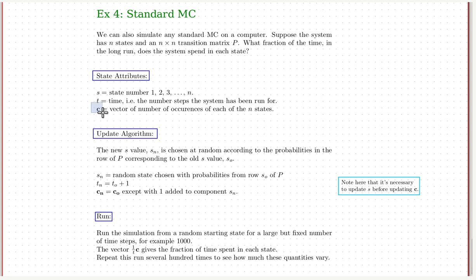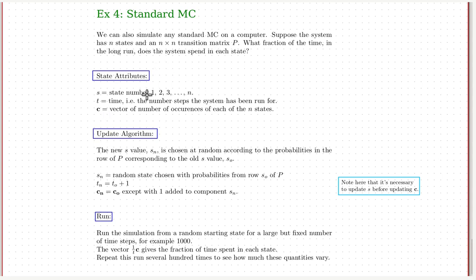So boldface C is going to represent a vector of numbers representing how many times each one of the n states has occurred so far up through time t. That's something obviously that we'd like to know in order to answer this question. If we know how many times the Markov chain system has been in each one of the n states, then we can calculate what fraction of the time it's been in each one of the n states, and then we can estimate what the stable vector will be based on that.